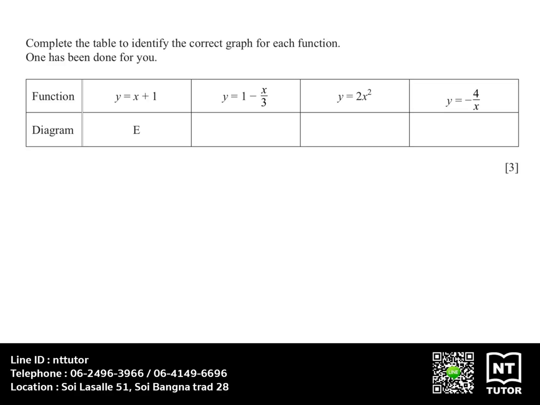If we look at the second graph, this is y equals 1 minus x over 3. So we're looking for a straight line with y-intercept 1 because it's y equals 1, and the gradient should be negative because we have a minus x over 3.